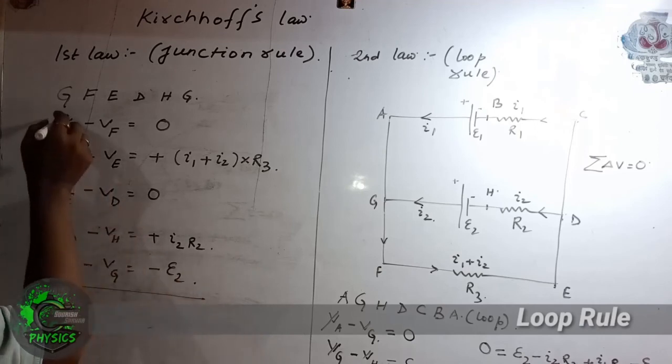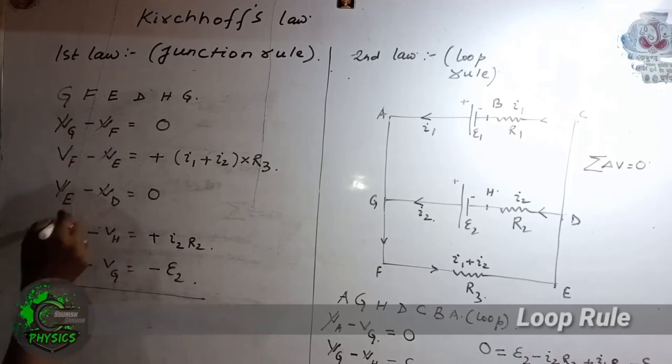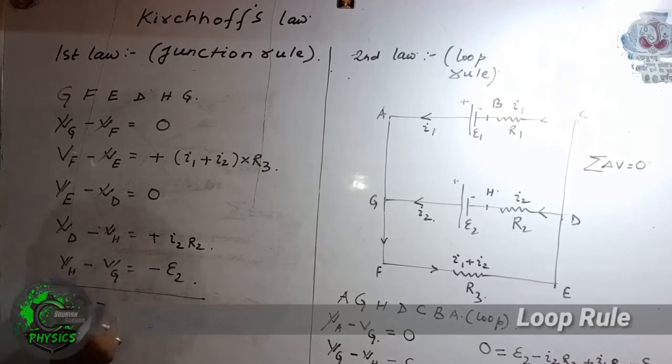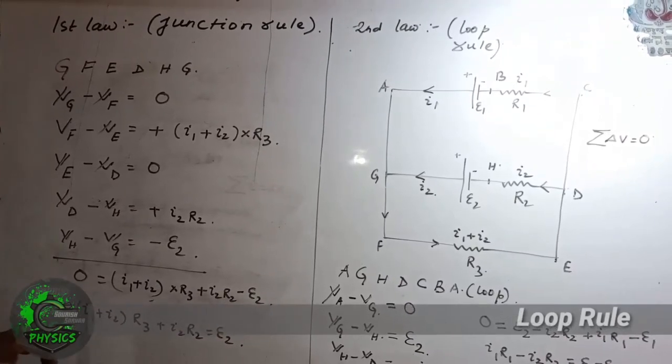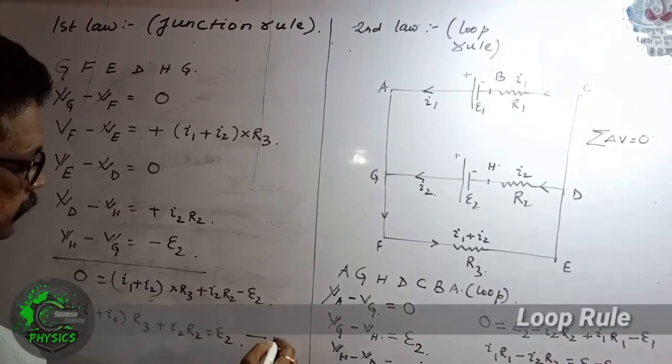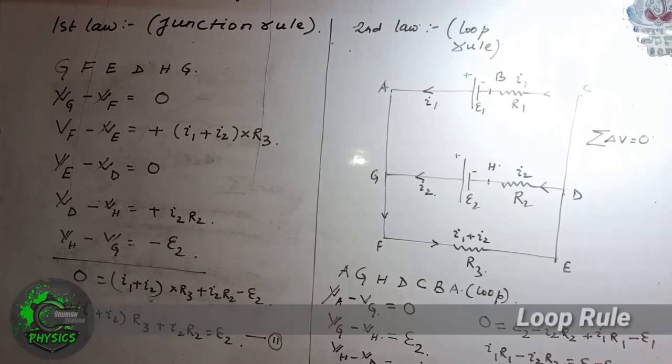Again, if we add these equations, all these terms will cancel out. 0 equal to I1 plus I2 into R3 plus I2 R2 minus E2. This is the second equation. We can write I1 plus I2 into R3 plus I2 R2 is equal to E2. This is the second equation we are getting on the basis of loop rule.